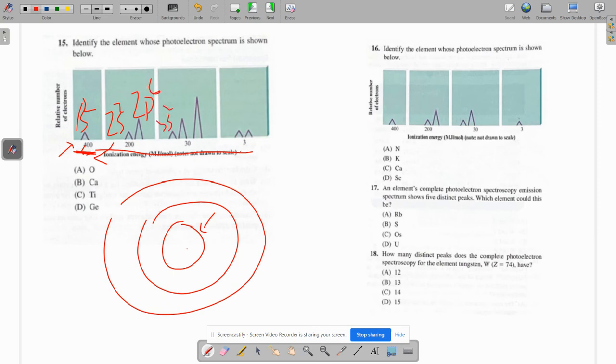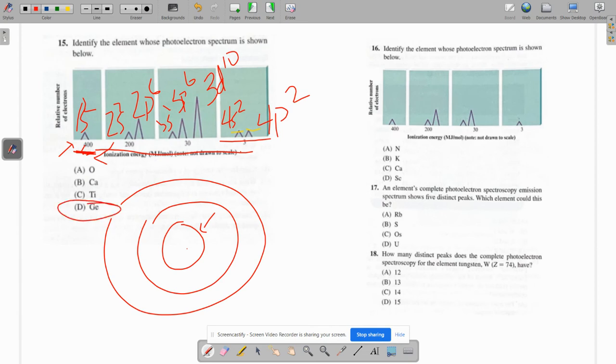And then 3s2, 3p6, and then 3d10, because that one gets even bigger. So now we are in the fourth energy level. What sublevels do we have here? Definitely 4s2. And this guy, that's the most important part actually, is the same height as this guy, so they must be representing the same number of electrons. The next sublevel is 4p, and since they're the same height, it's 4p2. So 4p2 would correspond to germanium. So D is your answer.